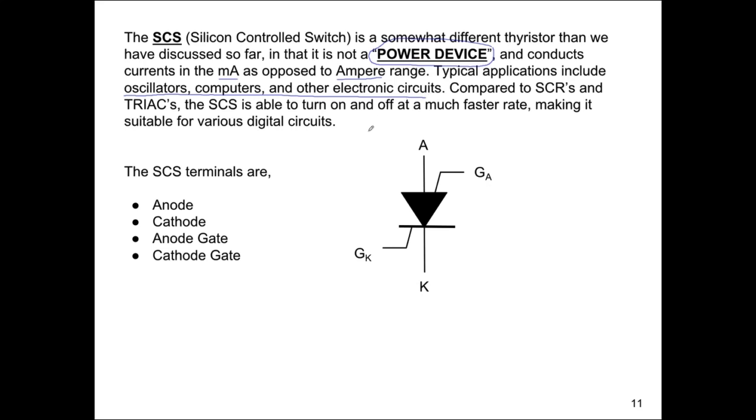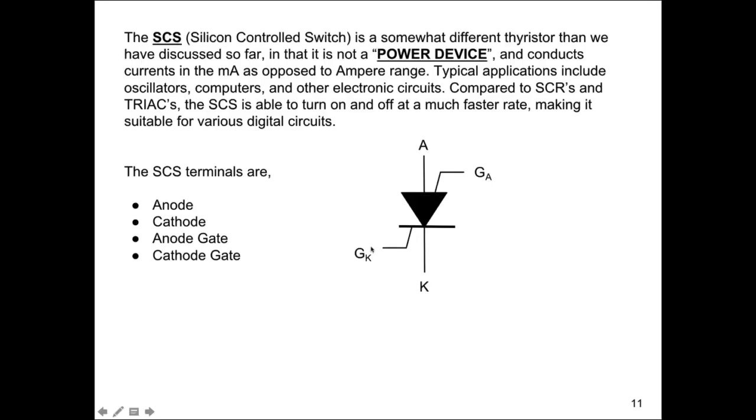And the terminals we have are the anode, cathode, anode gate, and the cathode gate. Okay, this symbol. And so anyway, we included it here in case you see it, so you know what it is.